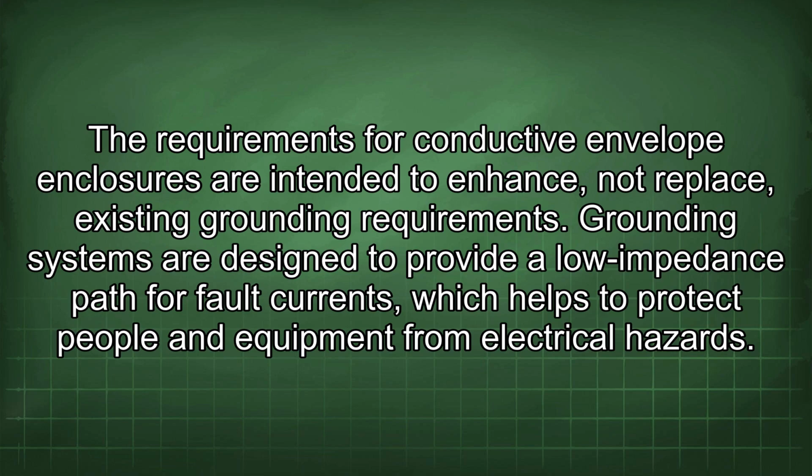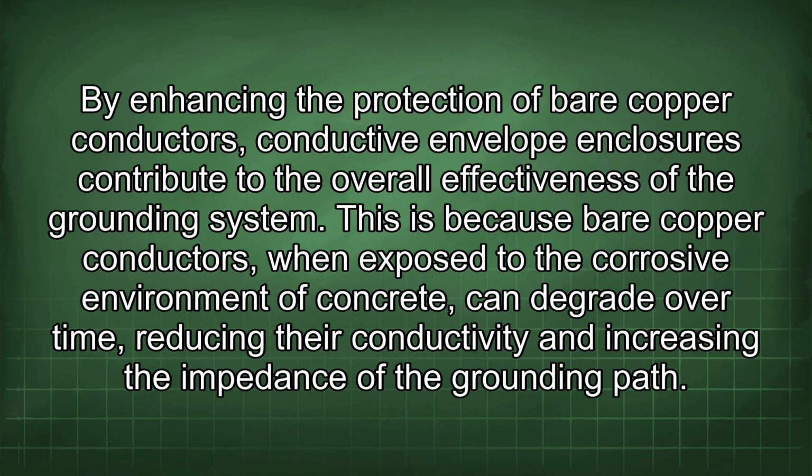Grounding systems are designed to provide a low-impedance path for fault currents, which helps to protect people and equipment from electrical hazards. By enhancing the protection of bare copper conductors, conductive envelope enclosures contribute to the overall effectiveness of the grounding system. This is because bare copper conductors, when exposed to the corrosive environment of concrete, can degrade over time, reducing their conductivity and increasing the impedance of the grounding path.